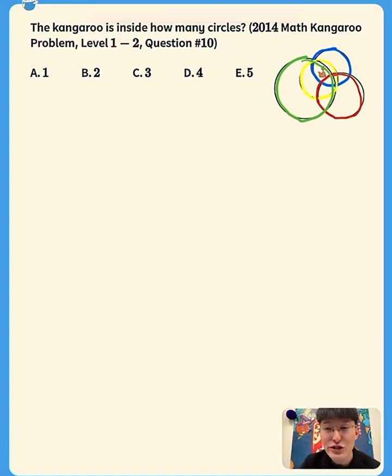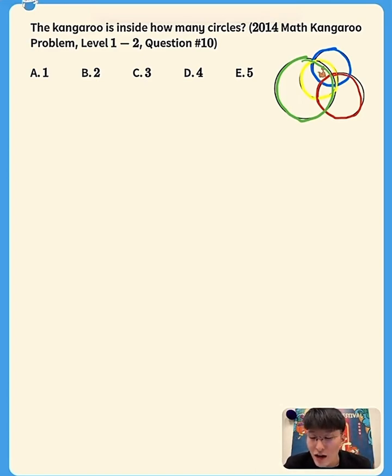So everyone, let's look at the blue circle. So is the kangaroo in the blue circle? Yes, it is in the blue circle, right? So that means it's 1. Okay, let's count. So 1, okay? So what about the yellow circle? Is the kangaroo on the yellow circle? Yes, it is in the yellow circle, right? So that means it's 2, okay?